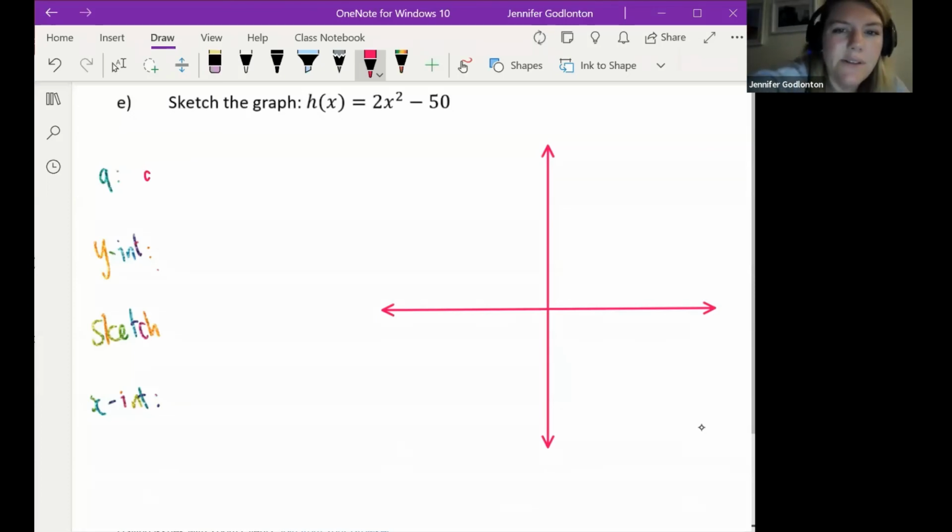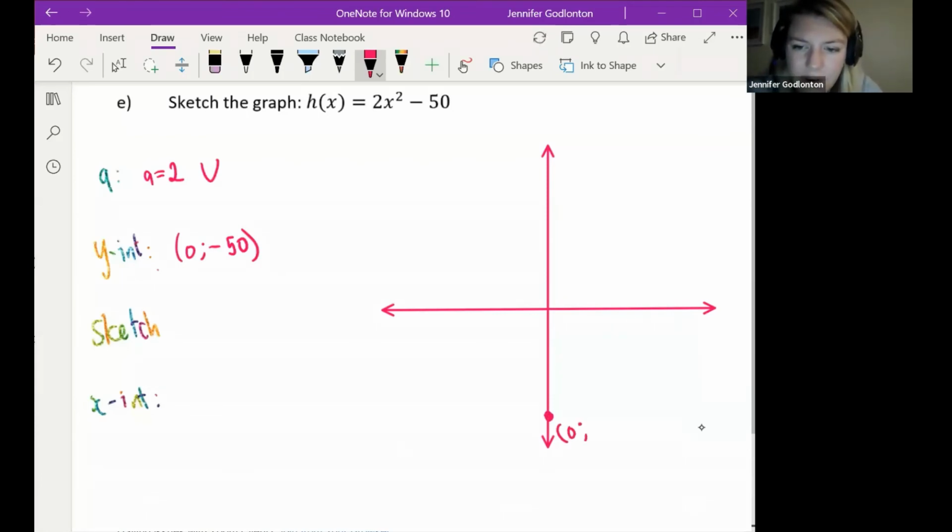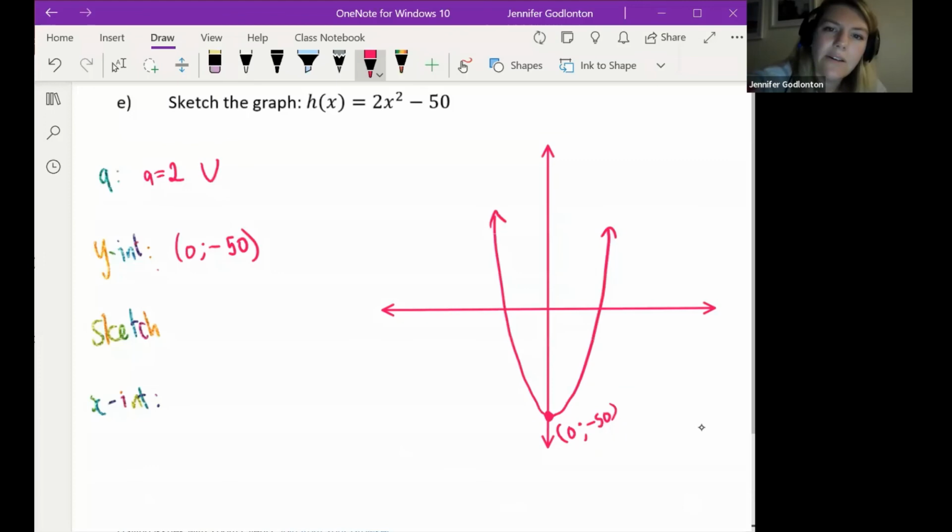Good. A is positive. So we have a happy graph. Good. Okay, I'm seeing good answers coming in here. Y-intercept 0, -50. Once we get to that point, we plot it. 0, -50. Plot, it's a happy graph, so it's going to come up. Plot, get your arrows. You can name it now if you would like to. So we've sketched it. Last step is I want to find what these intercepts are. It's our last step.